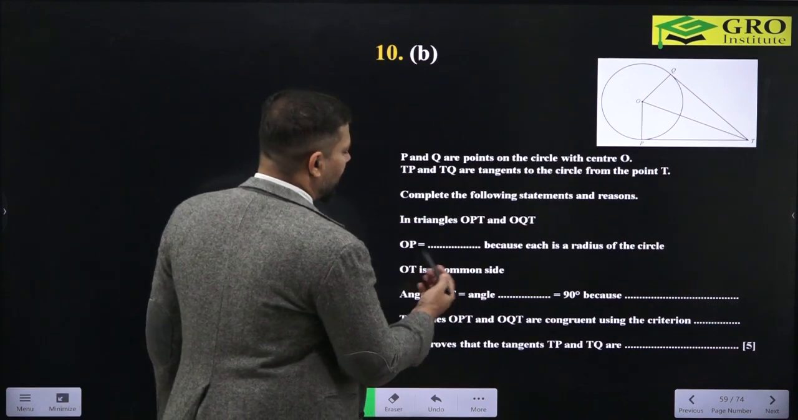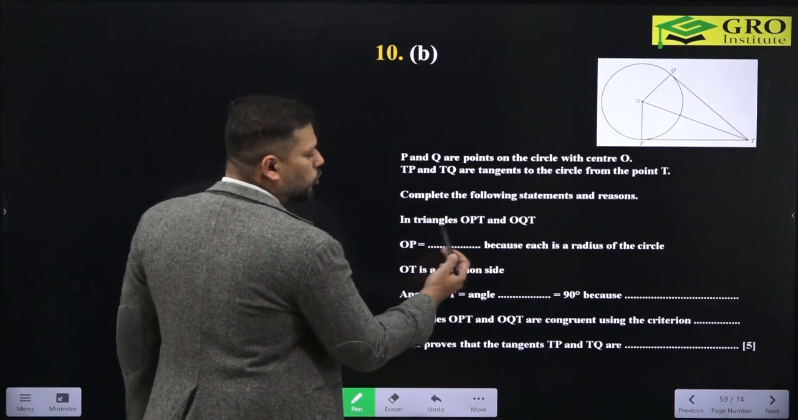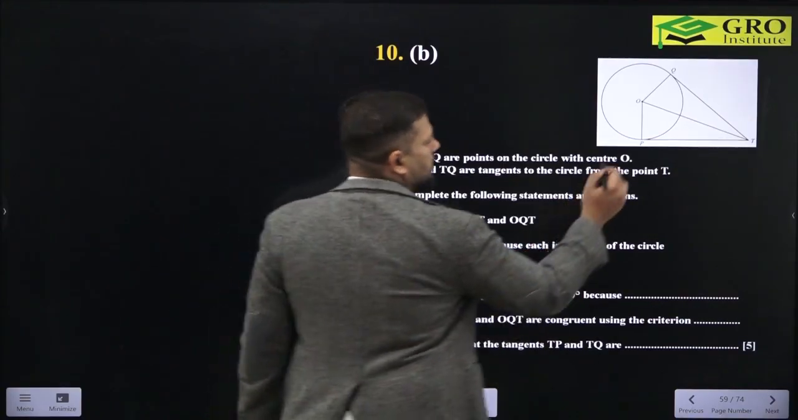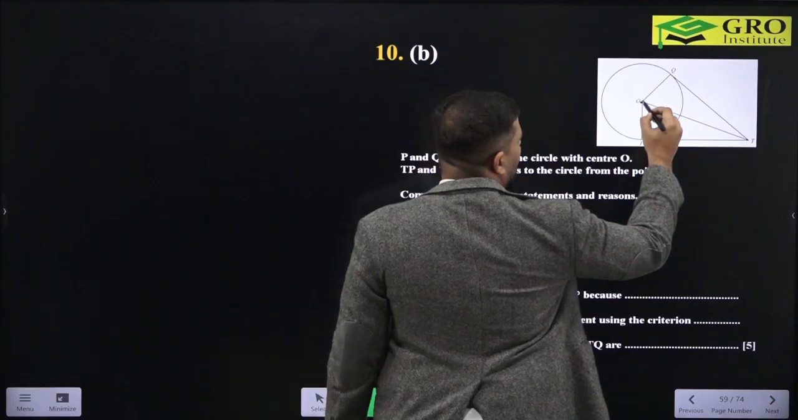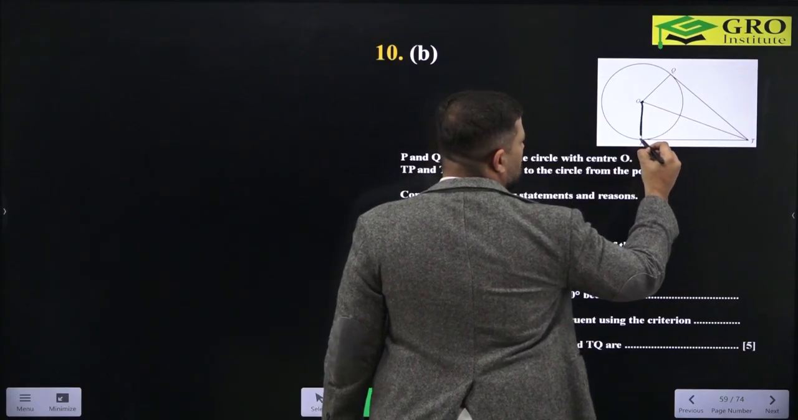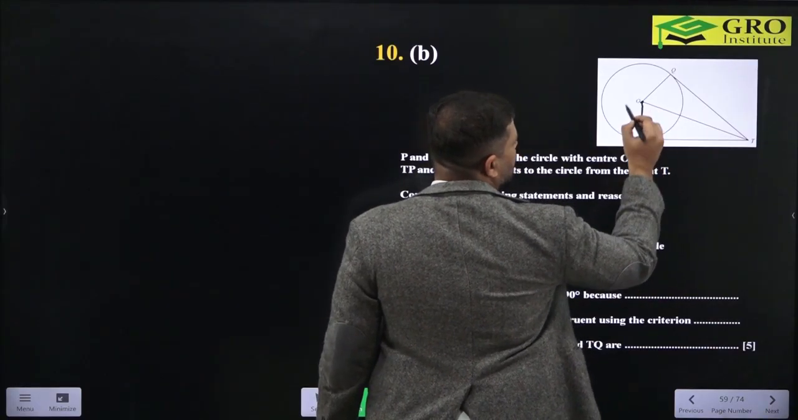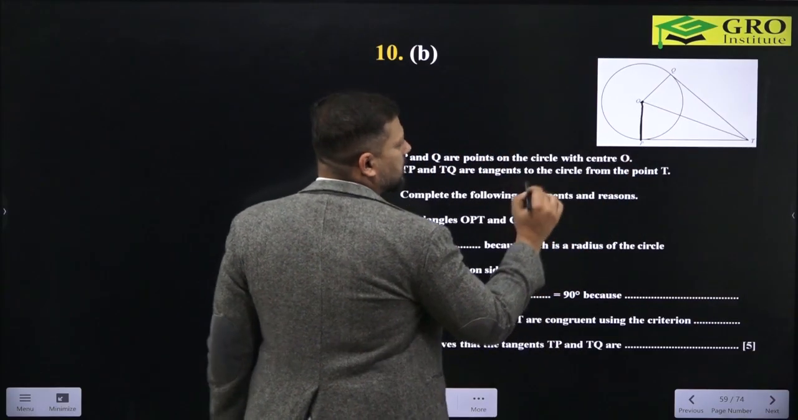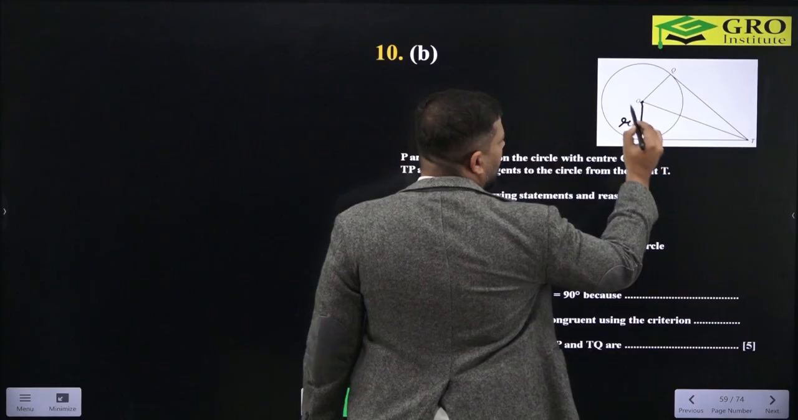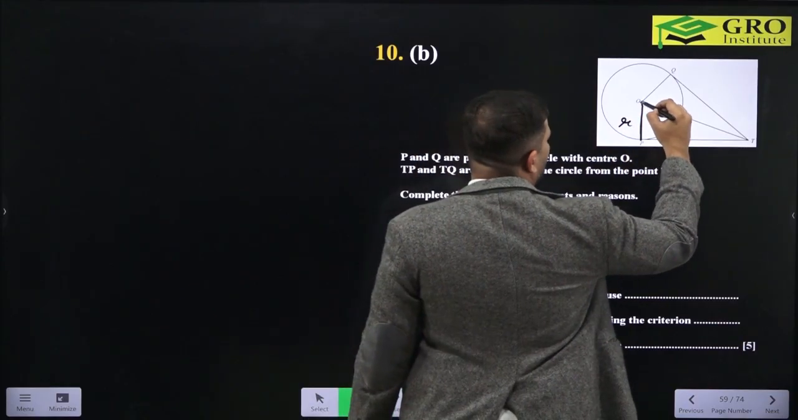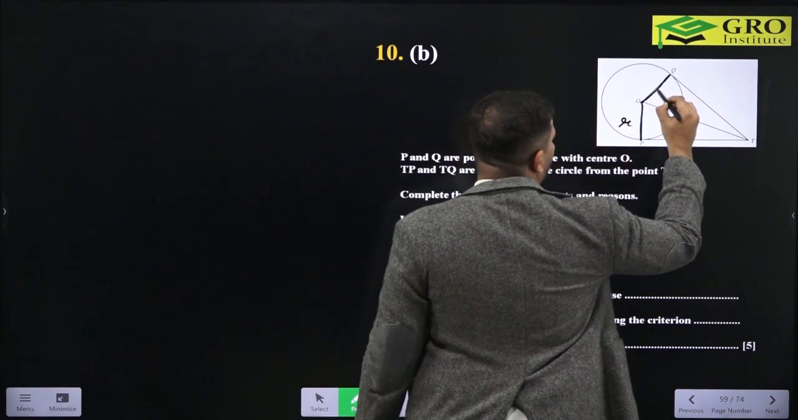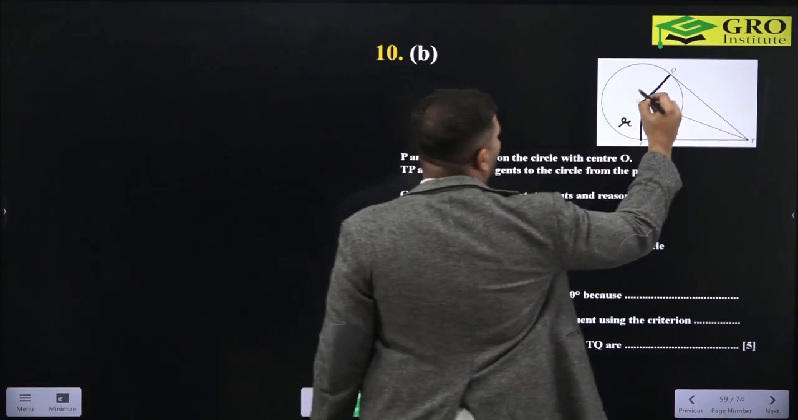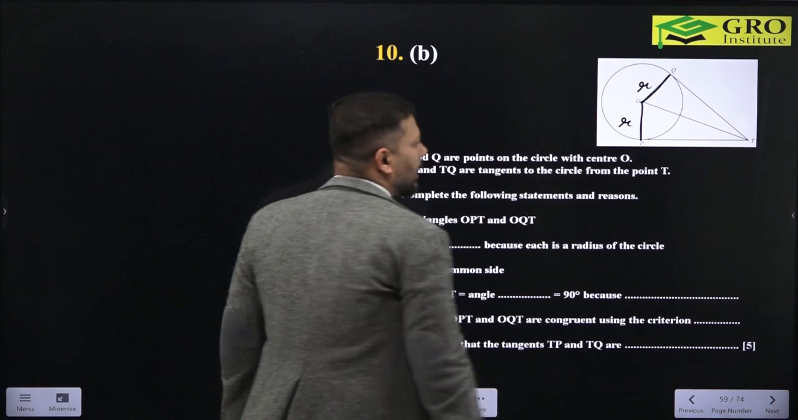We have to find out OP is equal to what, because each is a radius of the circle. If I talk about, guys, this O being the center, so this AP is the line segment which joins the center of the circle with a point on the boundary of the circle. So this is definitely going to be its radius. And similarly, Q is also a point on the boundary of the circle, and it is getting joined with O. So OQ also becomes the radius, isn't it, guys?